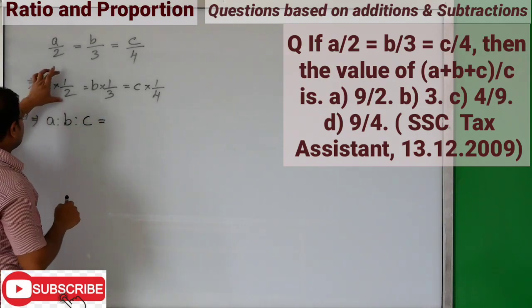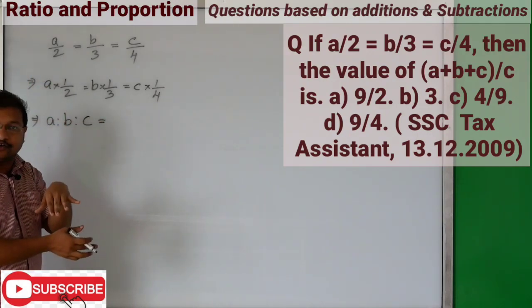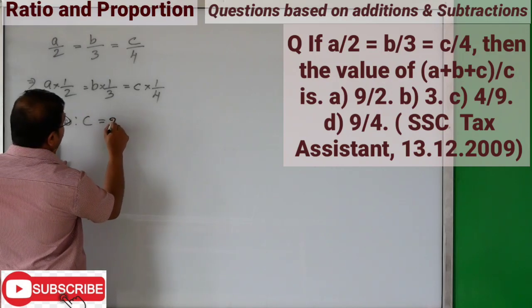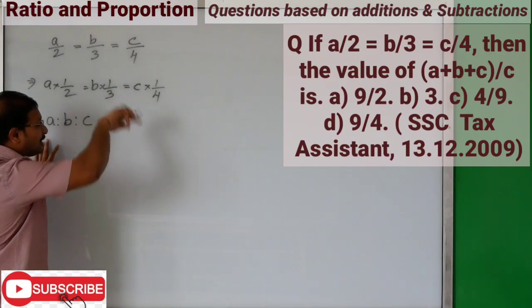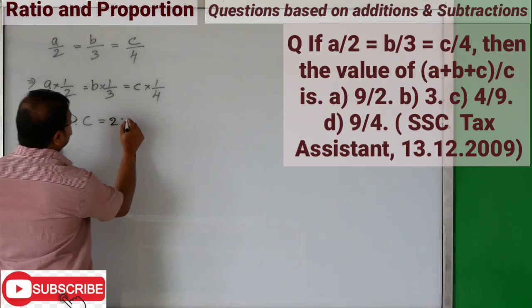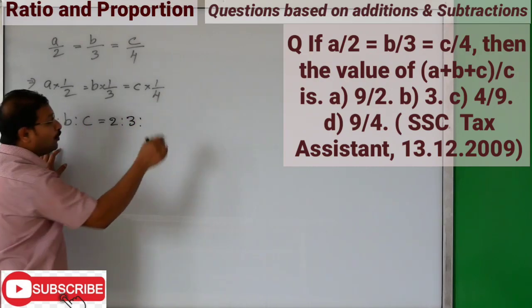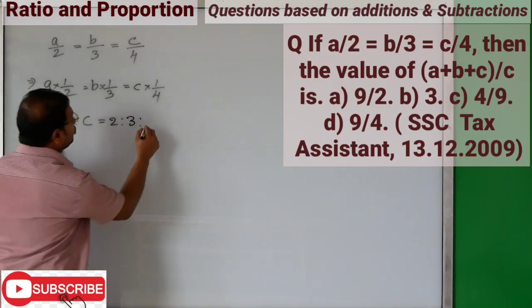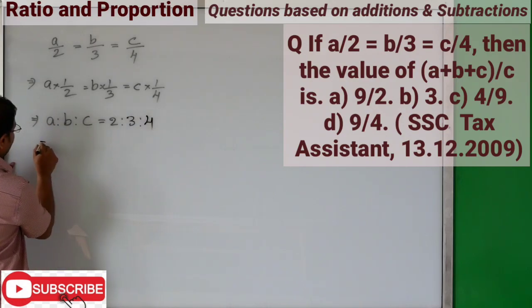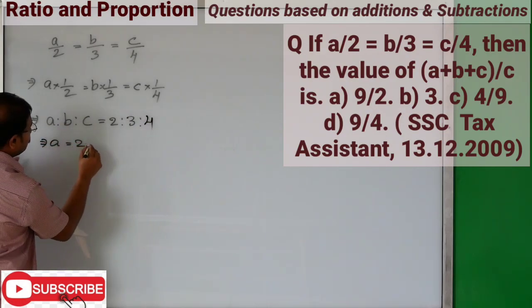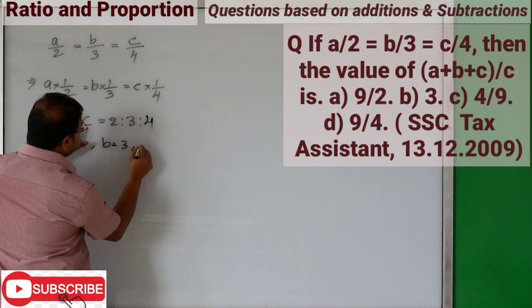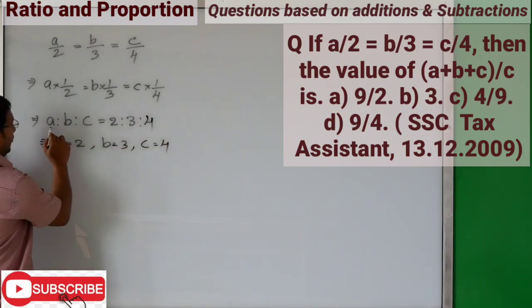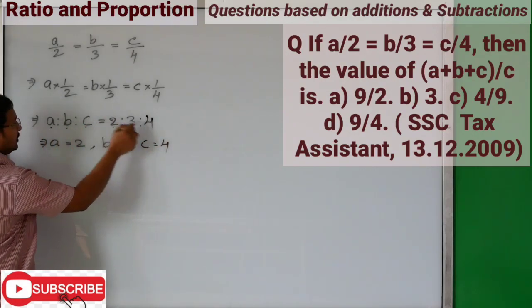What will happen? This 1 by 2 will become 2 by 1, 2 by 1 means 2. So 2 is to 1 by 3 will convert into 3 by 1. That means 3 is to 1 by 4 will be 4 by 1. That means 4. Ready? That implies A is 2, B is 3 and C is 4. See, A is 2, B is 3, C is 4.